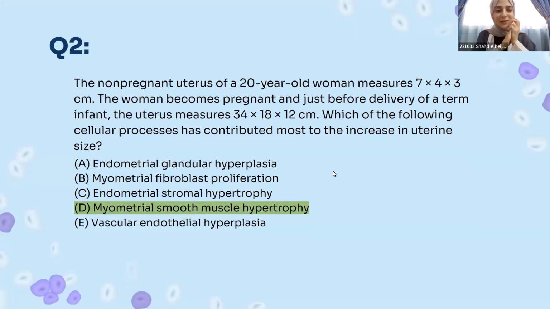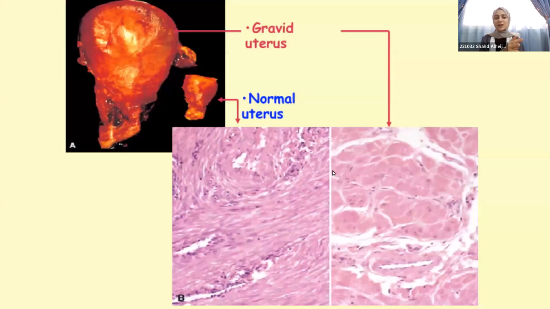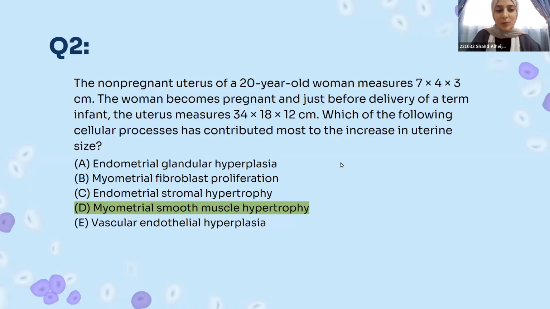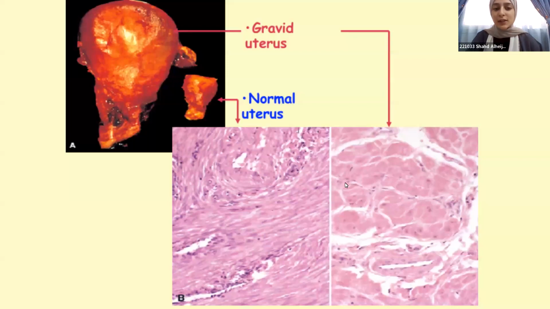Next slide. Okay, the correct answer here is D, the myometrial smooth muscle hypertrophy. Now, as Maryam mentioned, we have both hypertrophy and hyperplasia in this case. Can you go to the next slide, please? Yes. So you can see here in the normal uterus, you can see the muscle fibers. Compared to the gravid uterus in the pregnant lady, you can see the muscle fibers are increased in size, enlarged, which is hypertrophy. Now we have both hypertrophy and hyperplasia.